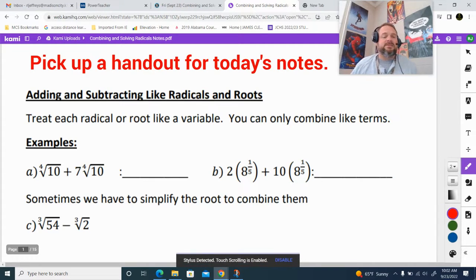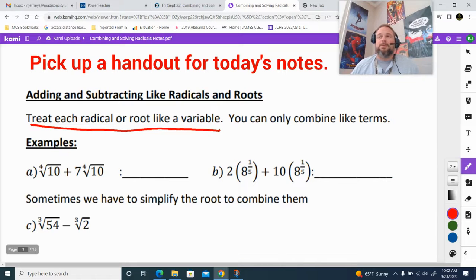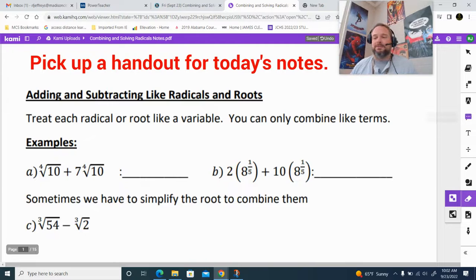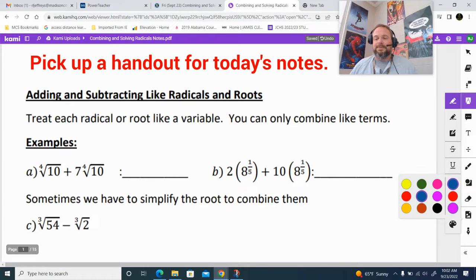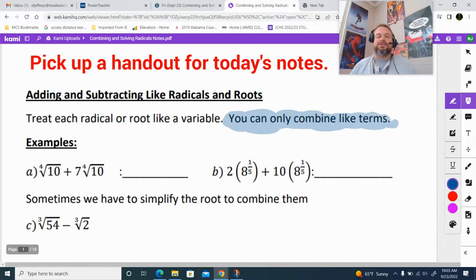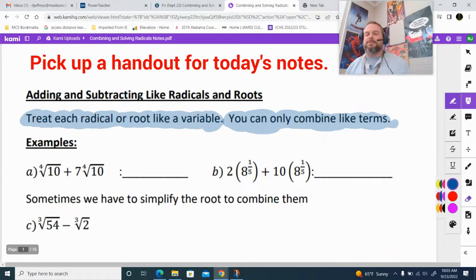So treat each radical or root like a variable. You can only combine like terms. Now, for those people that had issues with this past test, not knowing what combining like terms was, that's kind of important. I might circle that, star it, write you a note that you can write on your orange sheet later instead of just writing examples. You can do notes and examples.